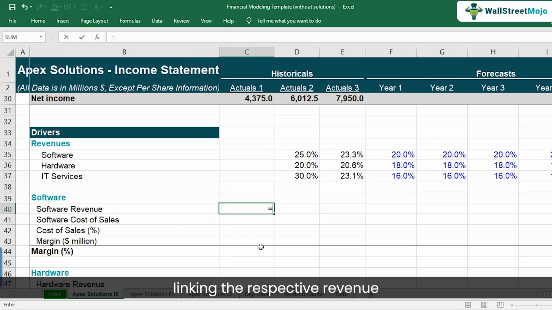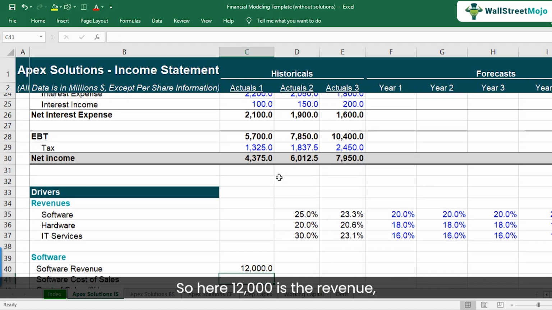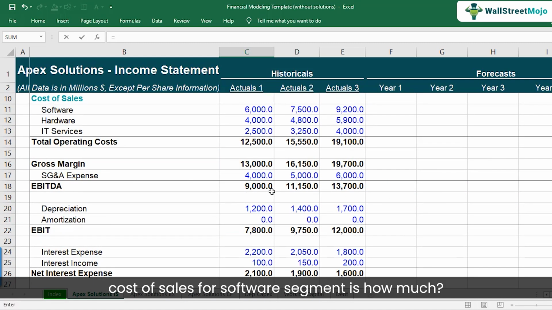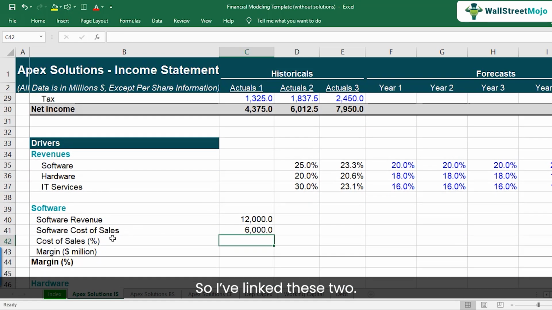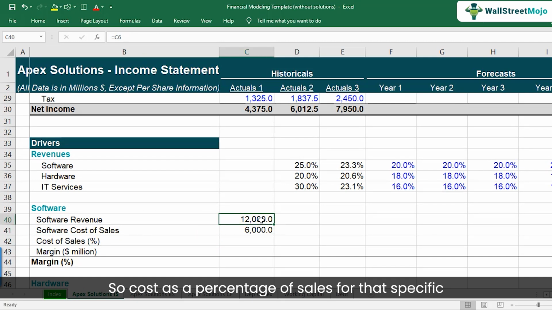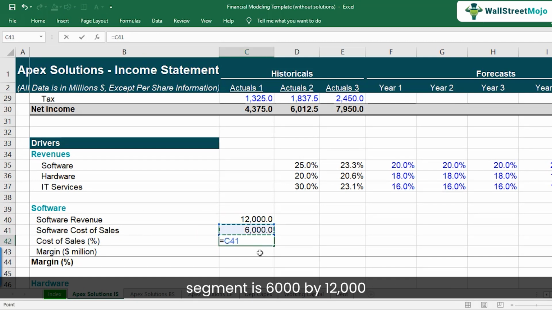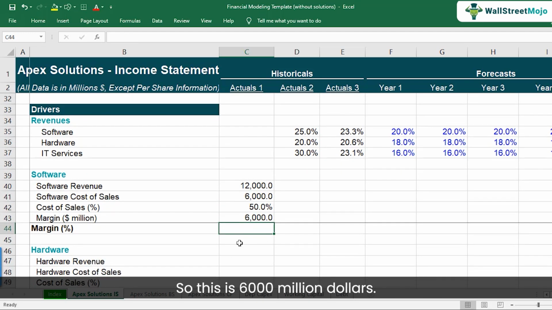So first thing first, I'm linking the respective revenue and the cost, right? So here 12,000 is the revenue. Cost of sales for software segment is how much? This is 6,000 here. Okay. So I have linked these two. So cost as a percentage of sales for that specific segment is 6,000 divided by 12,000, and it comes out to be 50%. How about the margin in absolute terms? This is 12,000 minus 6,000, right? So this is 6,000, right? Million dollars.